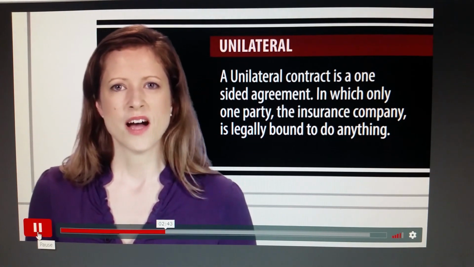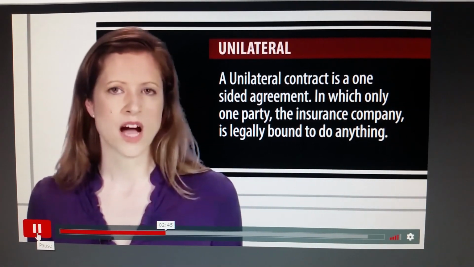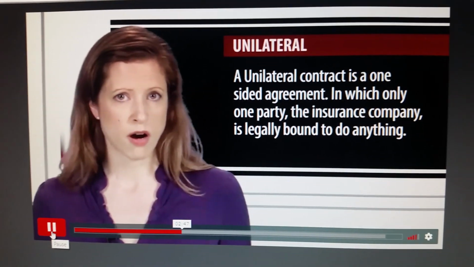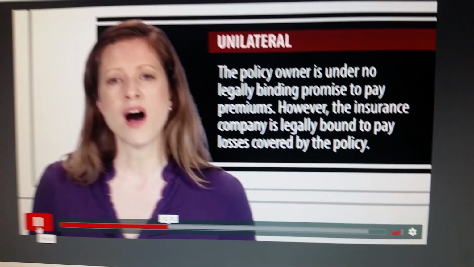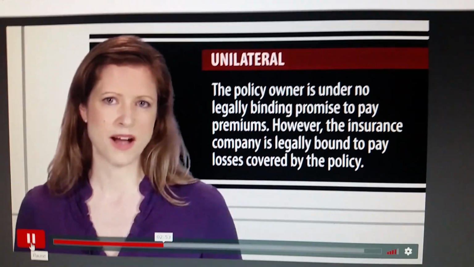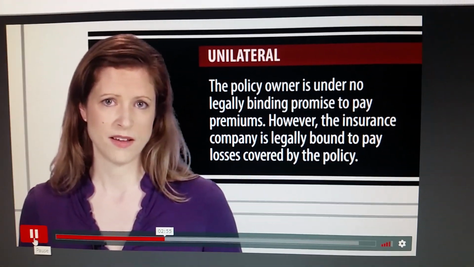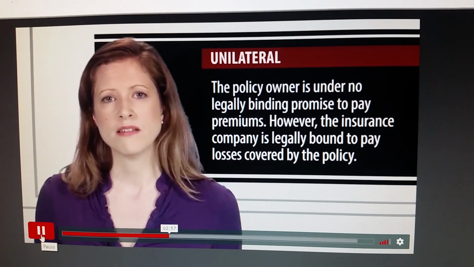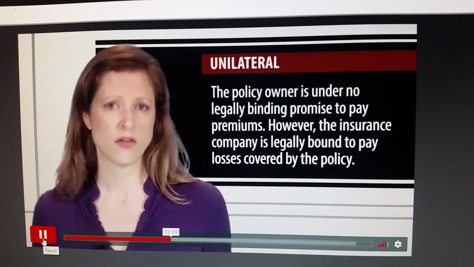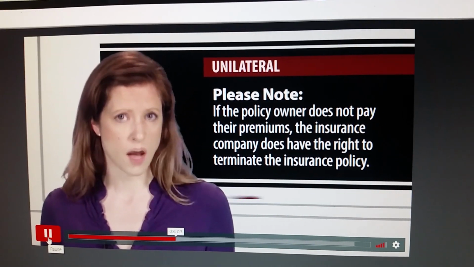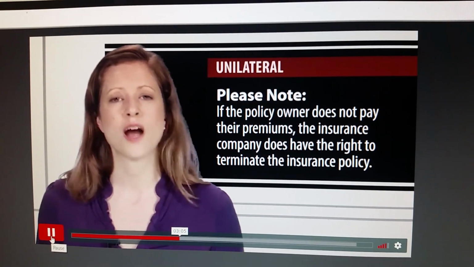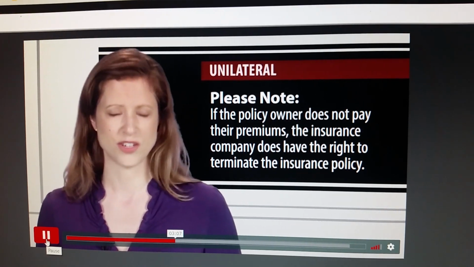Unilateral. A unilateral contract is a one-sided agreement in which only one party, the insurance company, is legally bound to do anything. The policy owner is under no legally binding promise to pay premiums. However, the insurance company is legally bound to pay losses covered by the policy. Please note, if the policy owner does not pay their premiums, the insurance company does have the right to terminate the insurance policy.